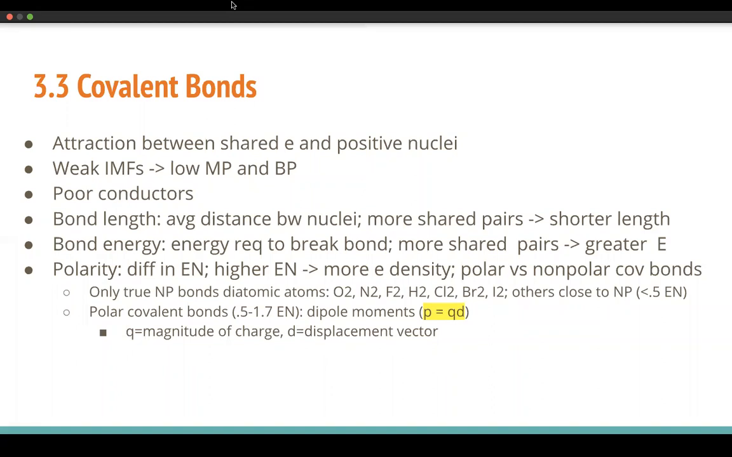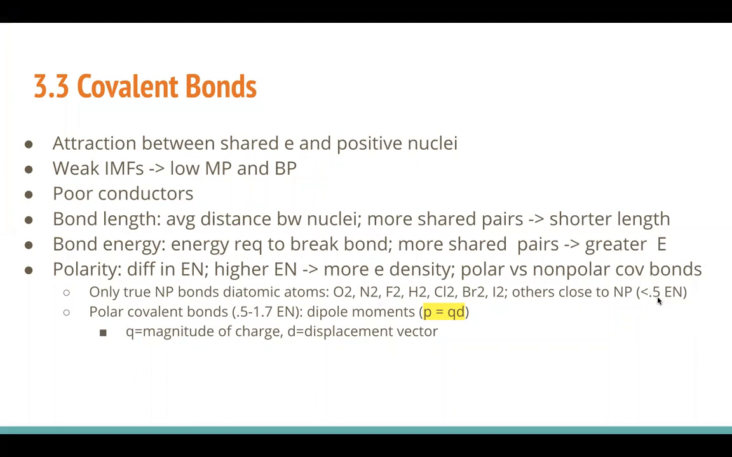The only true nonpolar bonds are the diatomic atoms. I would recommend memorizing these. They aren't too hard to memorize because they're really close to each other, and most of them are halogens. So it's just the halogens plus oxygen and nitrogen. But we also consider electronegativities that are really close to each other to be nonpolar as well.